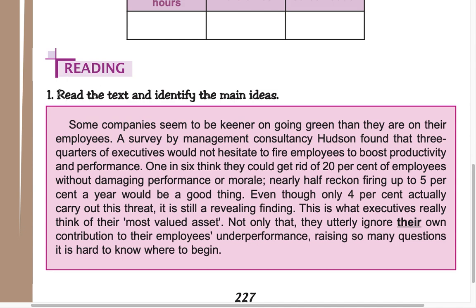Here we have a text in here. I'm reading it quickly, and you may follow in your books and underline some keywords. Some companies seem to be keen on. To be keen on, we mean they are interested in, they are serious about, they like to do this. We usually find a verb in the ing form after that, to be keen on doing something. On going green, by going green we mean going eco-friendly, by respecting nature and the environment.